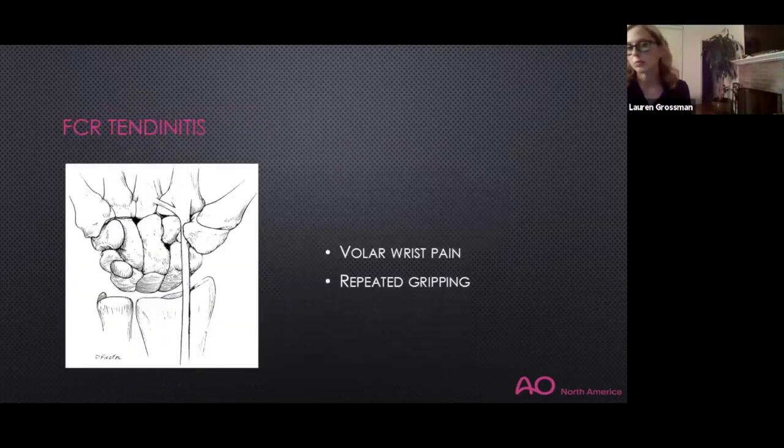A lot of patients complain of FCR tendonitis, and it's a lot more common than you might think it is. It's volar-sided wrist pain and occurs from repeated gripping. As the FCR goes through the tunnel, it can become more narrow, more painful. It goes through a sheath, then a fibroosseous tunnel, and then finally a bony tunnel and attaches at the base of your metacarpal.